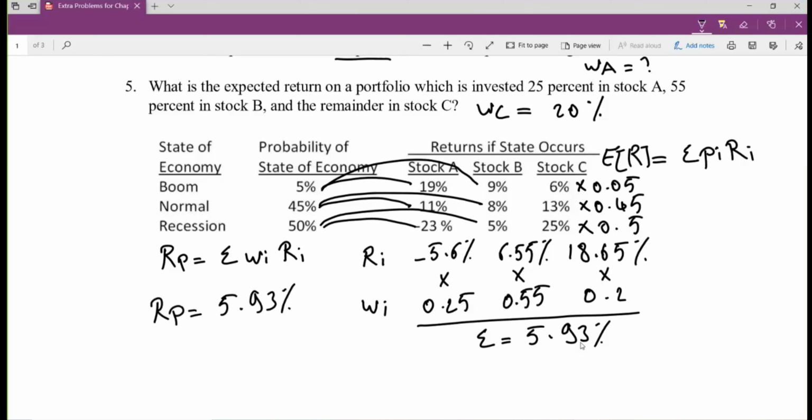Therefore, the expected return on my portfolio is 5.93%. So for this problem, mainly, we had to go over two steps. In the first step, I had to compute the expected return of each individual security. Once I have the expected return of each individual security, I can apply the following formula and compute the expected return of my portfolio, which is the sum of the product of the weights by the expected return of each security.